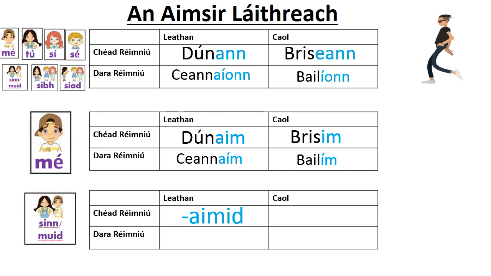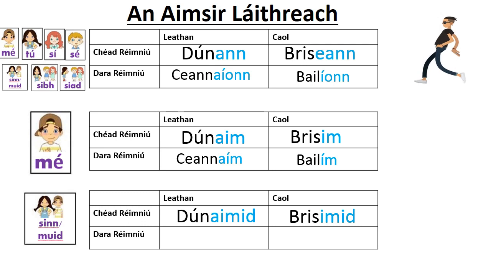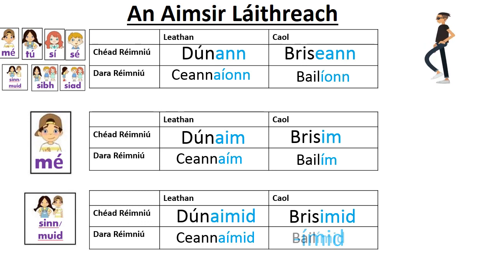So it's Amige, Dúnamige, we close. Imige with the A missing for the narrow one. Brishamige, we break. Iamige, for our two syllable ones. Cianiamige, we buy. Imige.